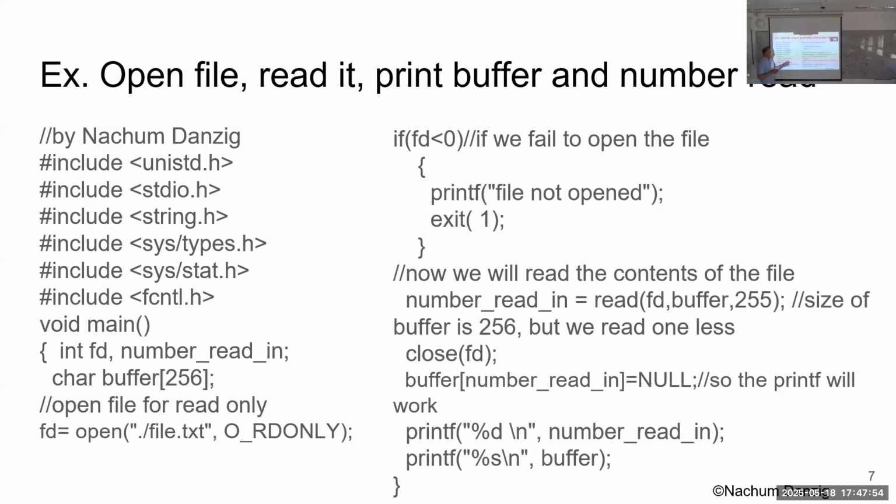So I put the null in, and then I print. I decide to print %d, which is the number read in. D is a decimal number or integer. And I do a new line and number read in. And then I print a %s, which is a string, and that's the buffer. So, for example, if the file had in it some 10 letters, then I'll print 10, and then I'll print after that the 10 letters. So that's just reading from a file: open, read.